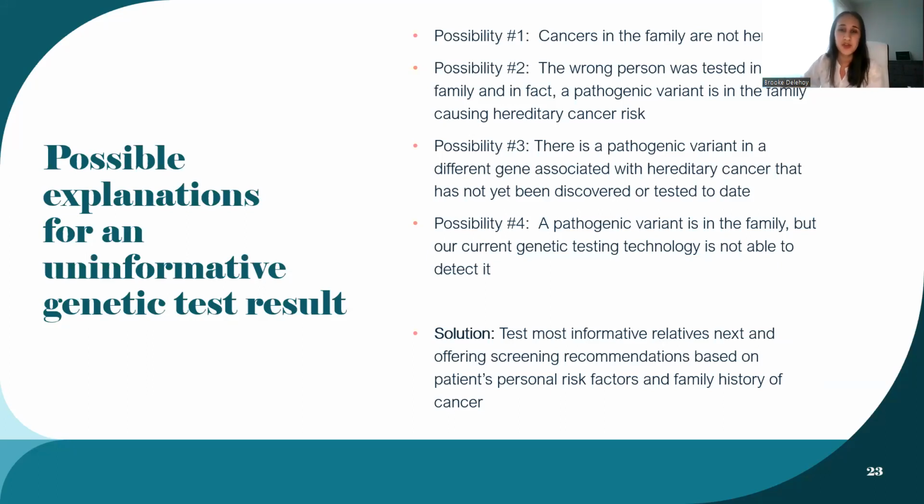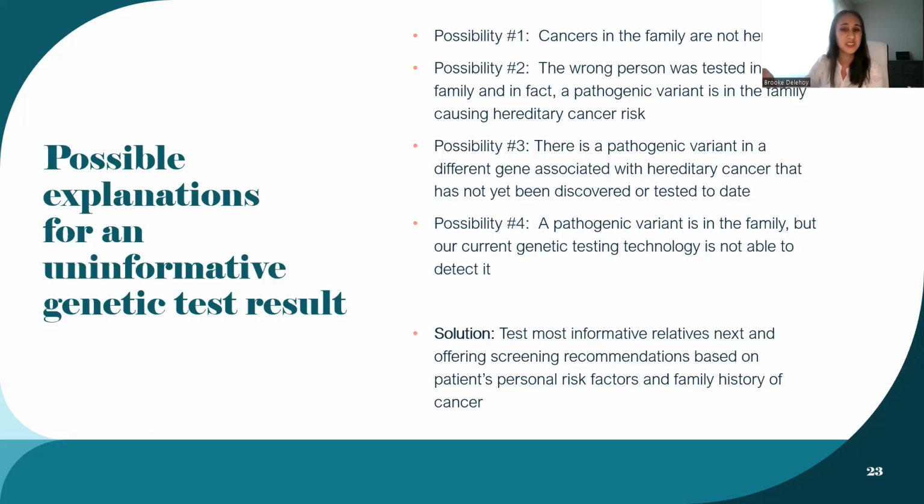But these cancers in the family could be caused by a combination of factors, environmental, lifestyle, as we mentioned before, or sporadic cancer characteristics. Another possibility could be that the wrong person, our patient, was tested in the family, and there's actually a pathogenic variant that could be identified in another family member that could increase cancer risk from a hereditary perspective.